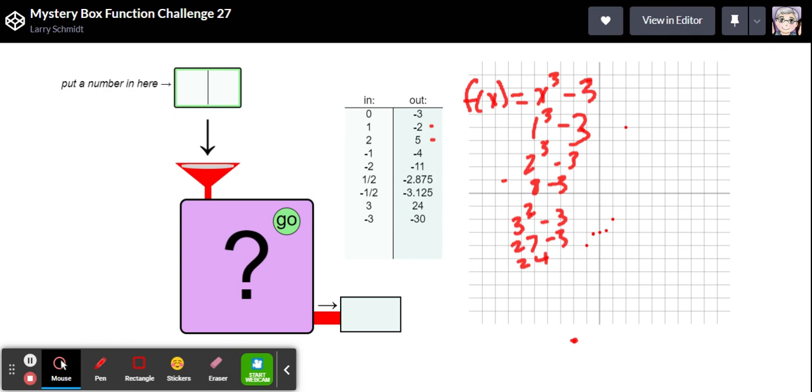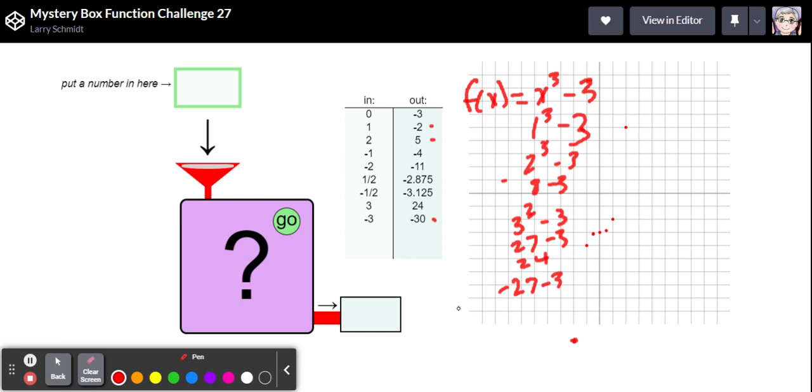And if I put in a -3, I should get a -24. Oh, no, I shouldn't get a -24, right? Because we moved it down 3. So if I put in a -3, let's do the math on that one. So a -3 cubed is -27 minus 3. So that should give us a -30. That's what we got. Okay, good.